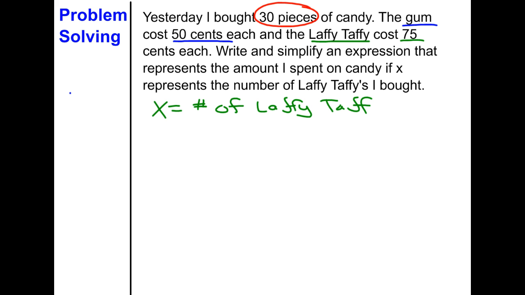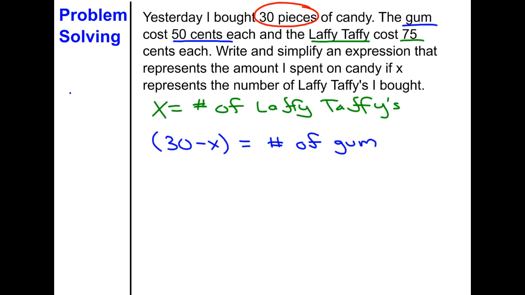Now you guys might be thinking, hey, let's give another variable to my gum, but we really don't need to give another variable because we know how many total pieces of candy were bought. We know there's a total of 30, so we really know that 30 minus X is going to equal the number of gum we bought.